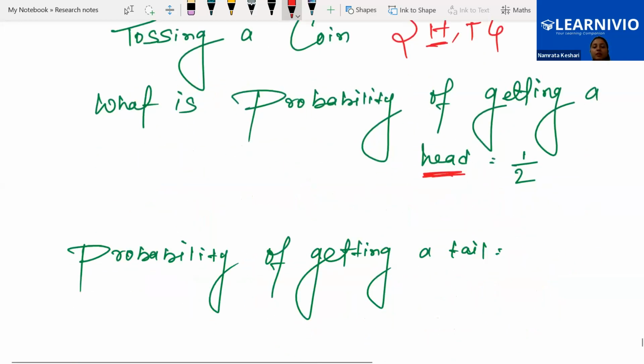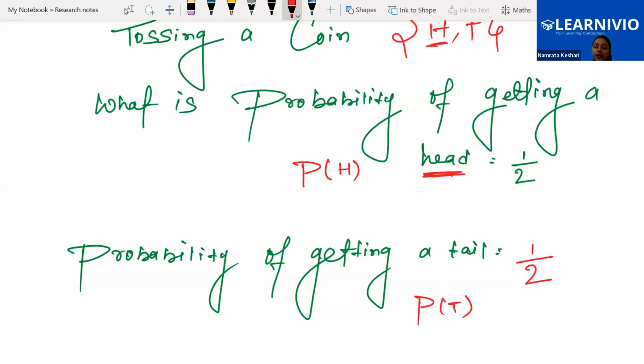Similarly, what is the probability of getting a tail? Please tell me. Teacher, also 1 by 2. It is also 1 by 2. Perfect. Probability of getting a head is 1 by 2. Probability of getting a tail is also 1 by 2.